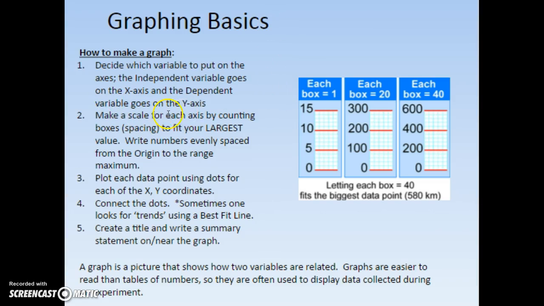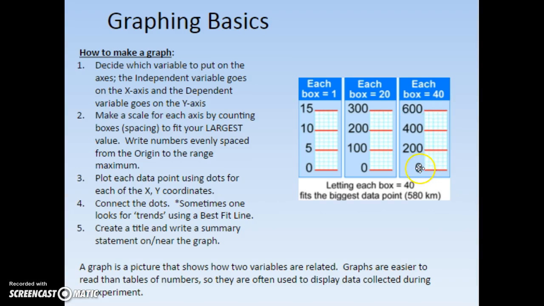Then you'll need to make a scale for each axis by counting the boxes, which will be the spacing to fit your largest value. Write the numbers evenly spaced from the origin to the range maximum. Each box here, if this is 0 and this is 5, I've got 1, 2, 3, 4, and 5. Each box here is one unit of measurement. Where here, it's 0 to 100, I've got 5 marks in here. Each box represents a size of 20 or a magnitude of 20.